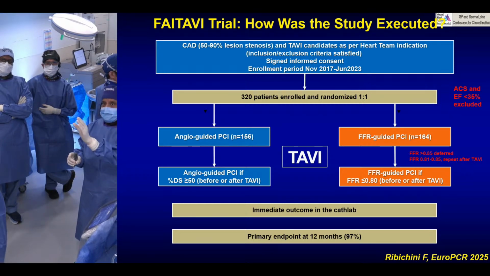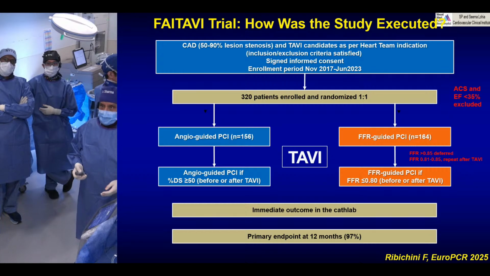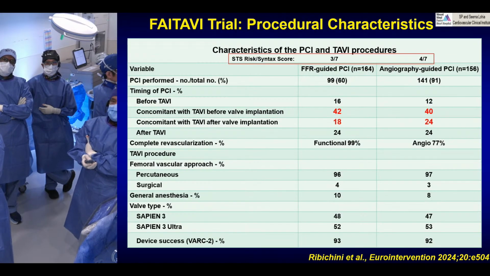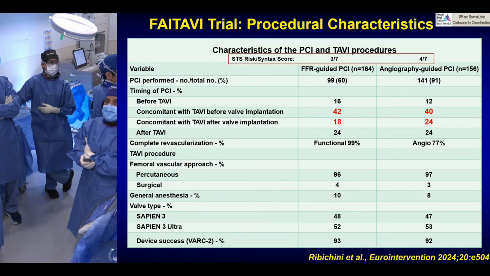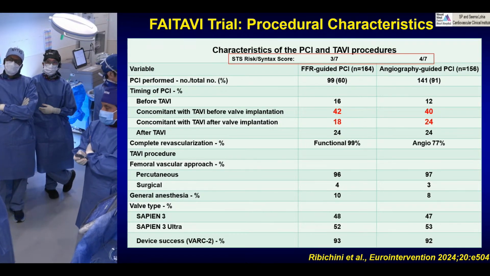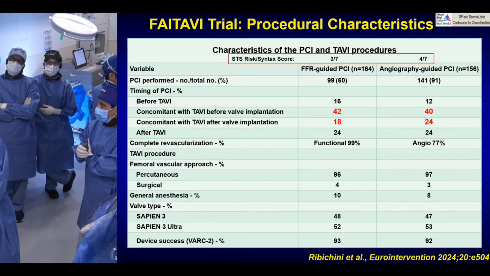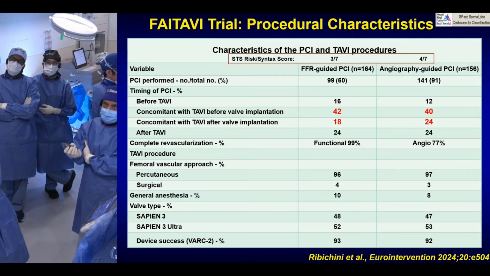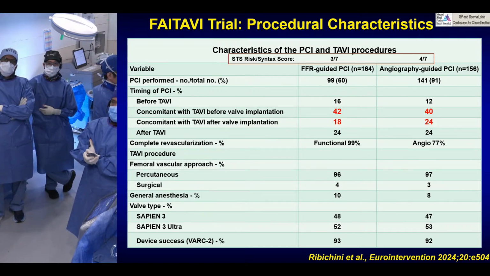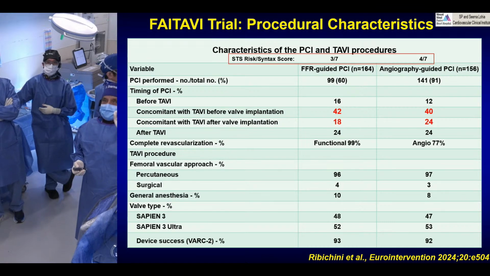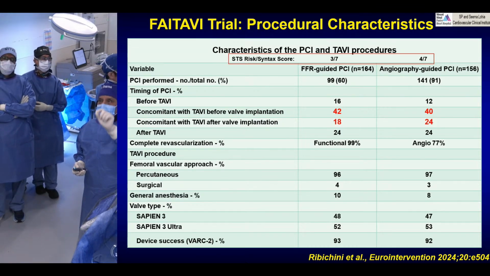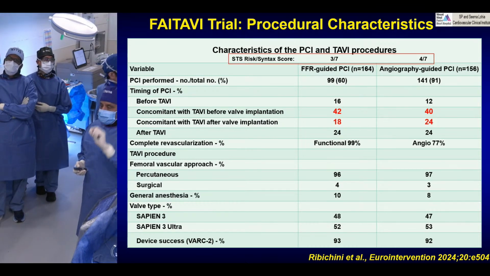So FFR-guided PCI versus angio-guided PCI, and of course we see the outcome at 1 year. As you can see, this is again done outside. Look at the 60% plus PCI that was done during the TAVR timing, which we don't do, but that's the way the data are. And of course, the need for PCI in the angiographic-guided group is 91%, with FFR-guided 60%.